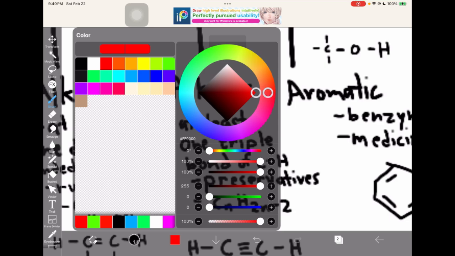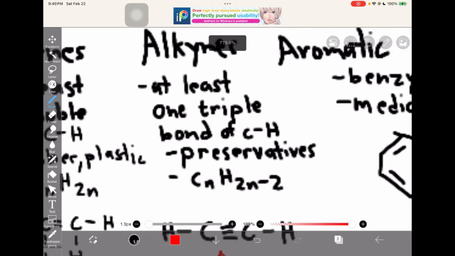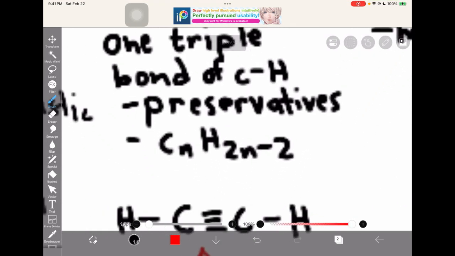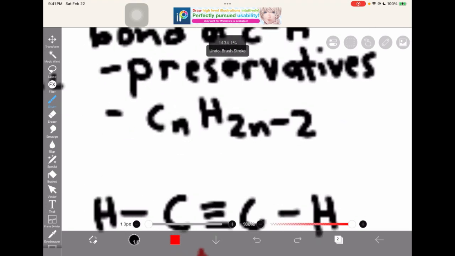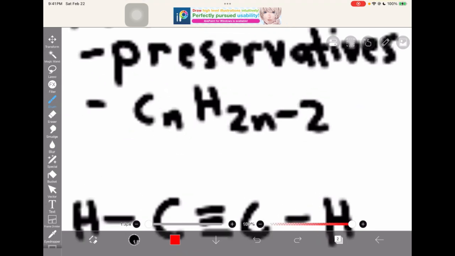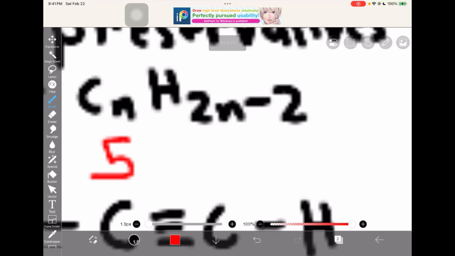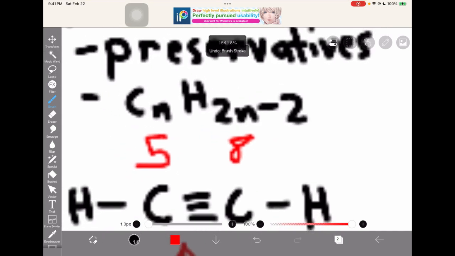So once again, alkynes are used in preservatives and have this CnH2n-2 formula. So let's use 5 again as our example. So we got C is 5, then we got 5 times 2, which is just 10, minus 2, which is just 8. So therefore, it's just C5H8 if you have an alkyne with 5 carbons.